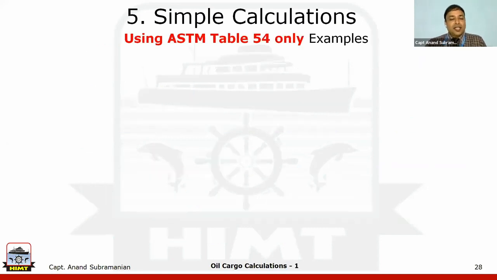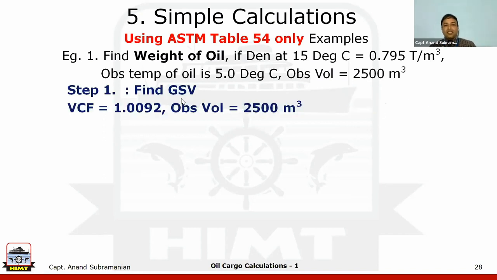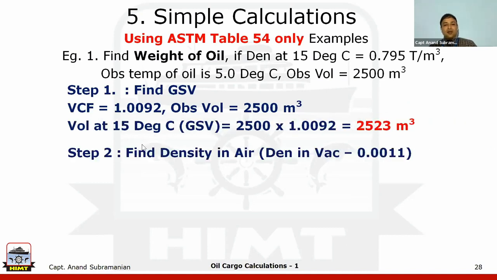Now, like I said, we can also do the same example without using table 56. How do we do that? How do I get the density of the liquid? This step is still the same. We find out the density, the gross standard volume. This step remains the same. Now for the second step, instead of finding out the weight in vacuum, we find out the density in air. That is the density in vacuum minus 0.0011. What is the density in vacuum given by the surveyor?